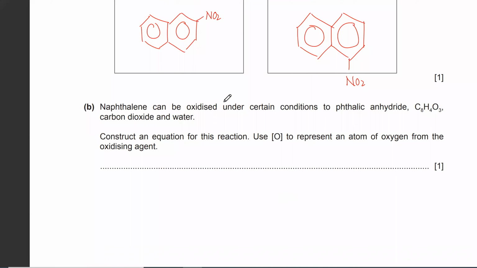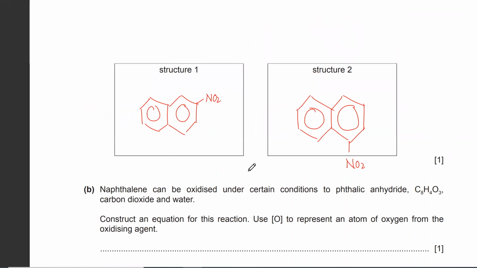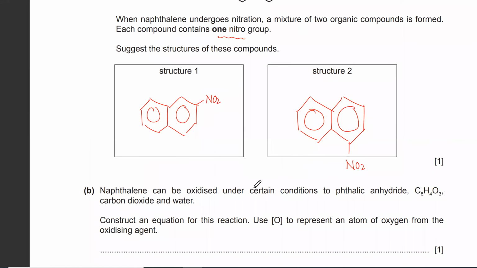So the next thing is naphthalene can be oxidized under certain conditions to phthalic anhydride, whatever this is. Construct an equation for this reaction. Use O to represent an atom of oxygen from the oxidizing agent. So the first thing is construct an equation. What is getting oxidized? It's naphthalene.